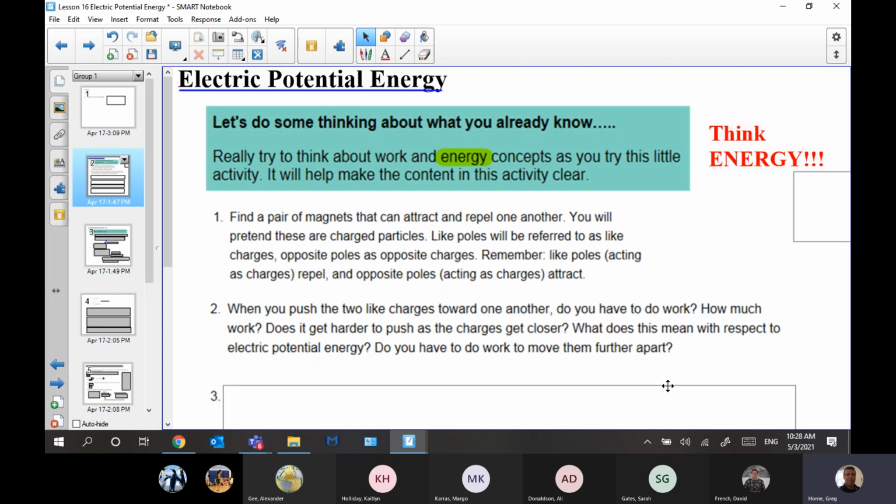So if you think about potential energy, you're actually adding energy to the system by pushing them together if they're repelling. What does this mean with respect to electric potential energy? We're adding energy to it. Do you have to do work to move them further apart? No, because if you're holding them together and they're repelling, you don't have to do work on the system to let them repel. If you let go, they would just fly apart.